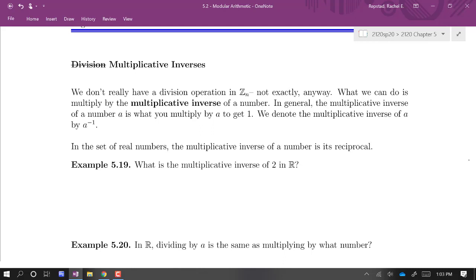But first, let's talk about the real numbers. So get out of Zn for a second and think about the real numbers.